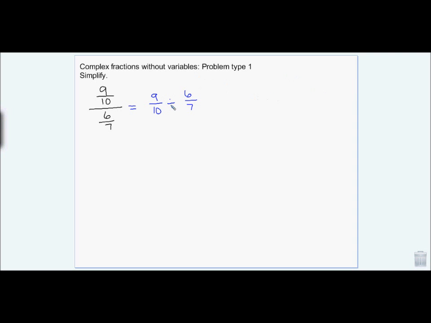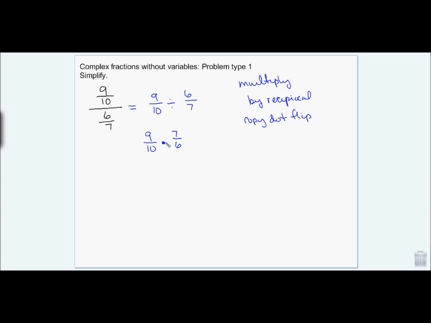How do we deal with division of fractions? We multiply by the reciprocal. Or an easy way to remember that is copy dot flip. So we copy dot and flip, multiply by the reciprocal.